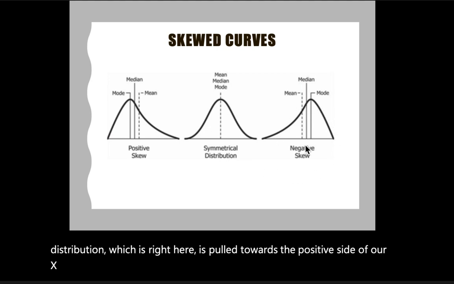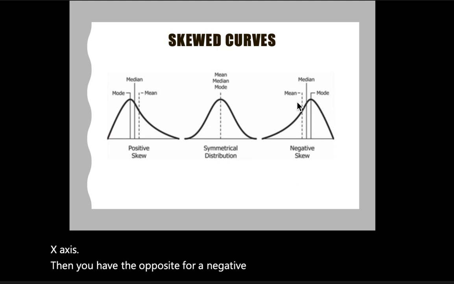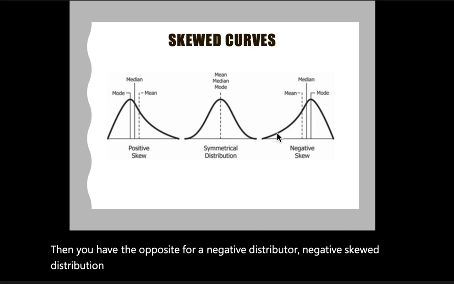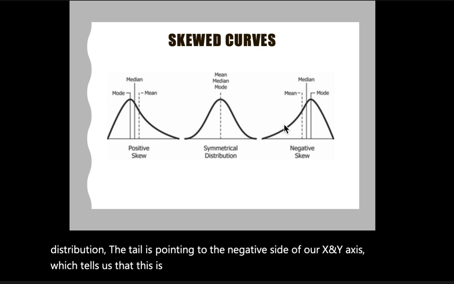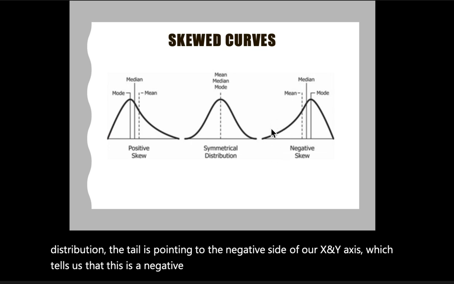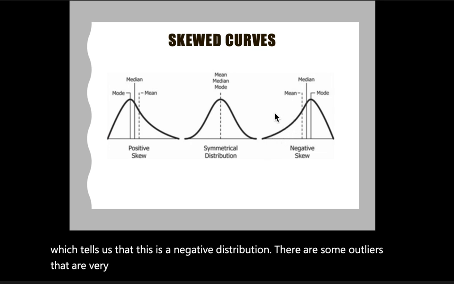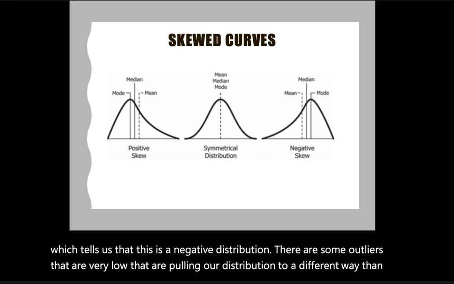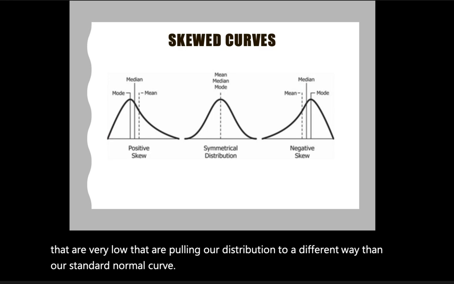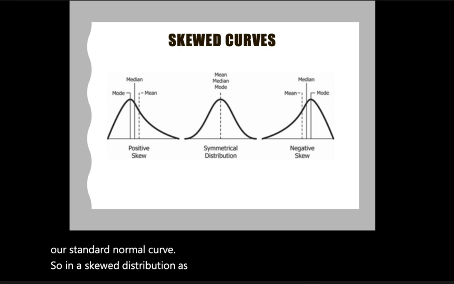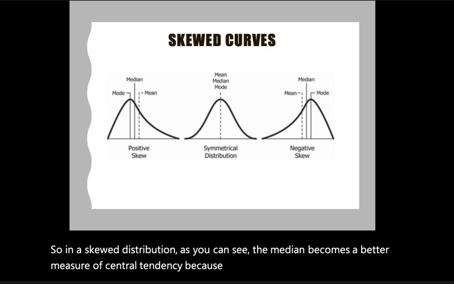Then you have the opposite for a negative skewed distribution. The tail is pointing to the negative side of our x and y axis, which tells us that this is a negative distribution. There are some outliers that are very low that are pulling our distribution to a different way than our standard normal curve. So in a skewed distribution, as you can see, the median becomes a better measure of central tendency because it is not affected by the extreme scores.